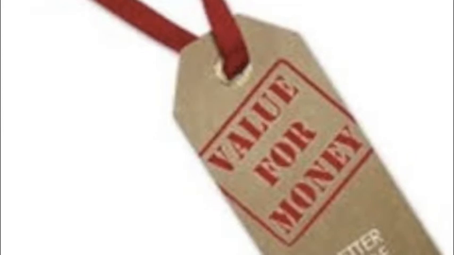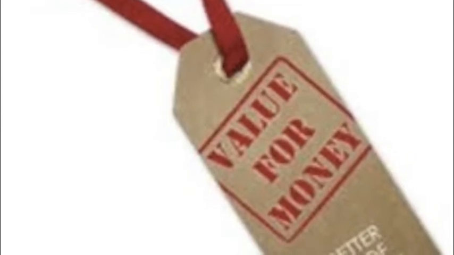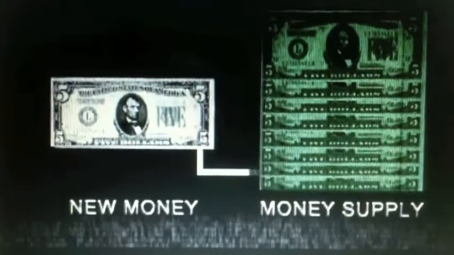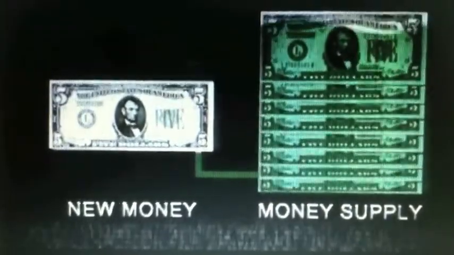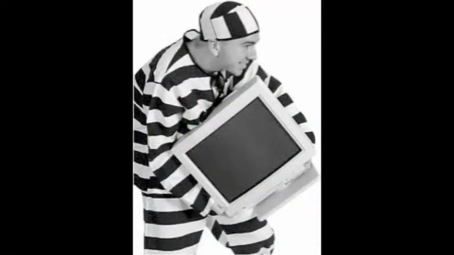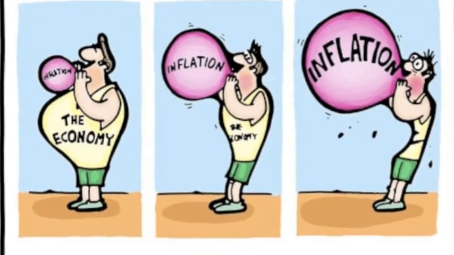So what gives this new money value? Well, besides the government and the Federal Reserve saying that it's worth that amount, it gets its value from the already existing money. Essentially, it's stealing the value from the already existing circulated money. This is what we call inflation.